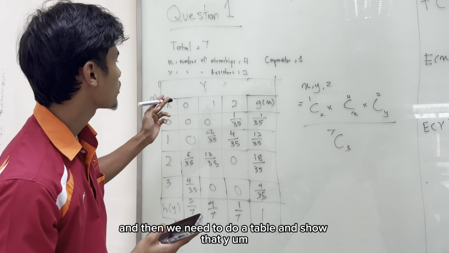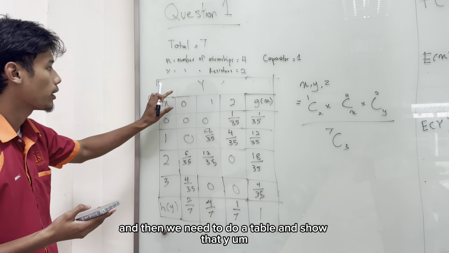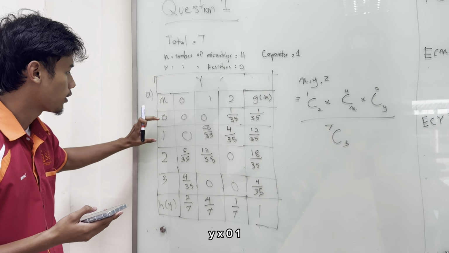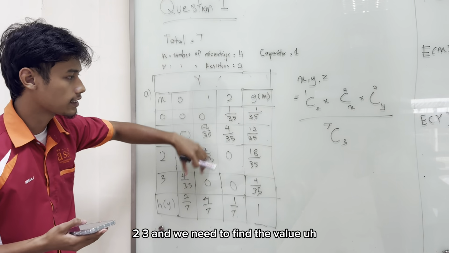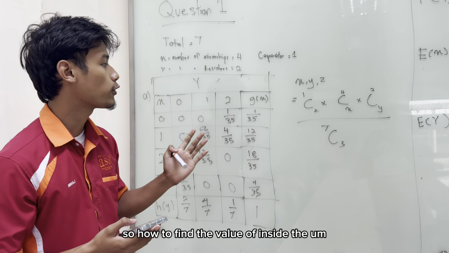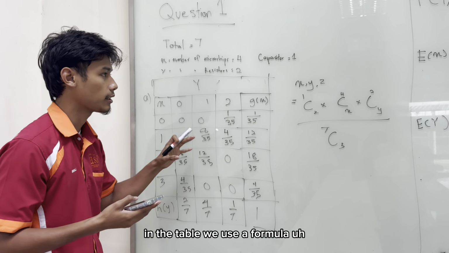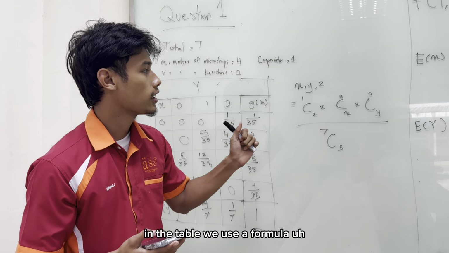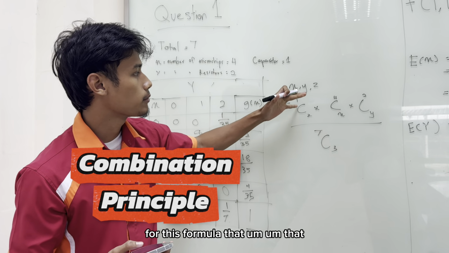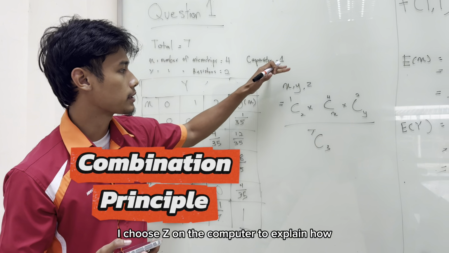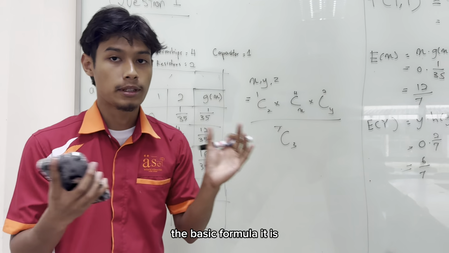And then we need to make a table and show y and x: 0, 1, 2, 3 and 0, 1, 2, 3, and we need to find the values inside the table. So how do we find the values inside the table? We use a formula, and I choose Z on the capacitor to explain how the basic formula works.